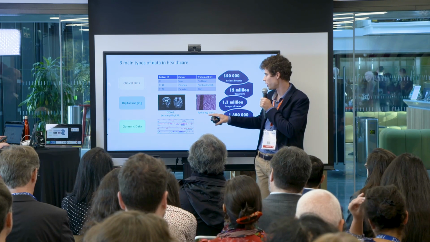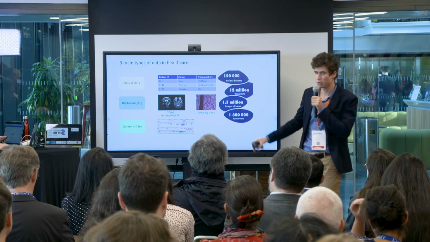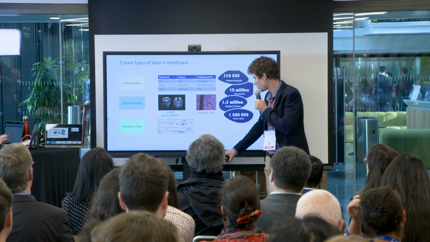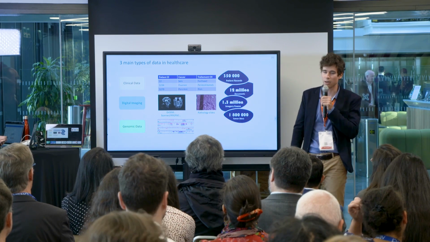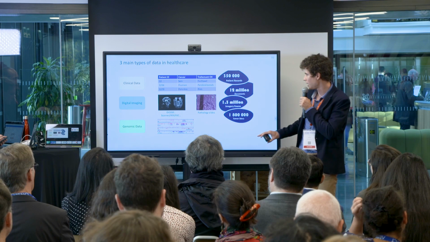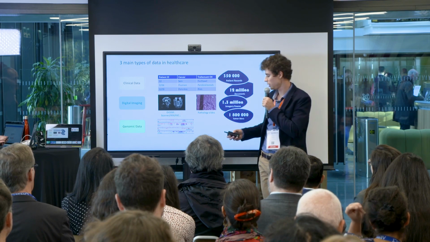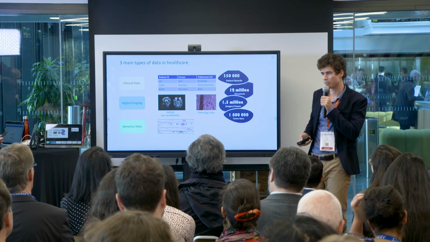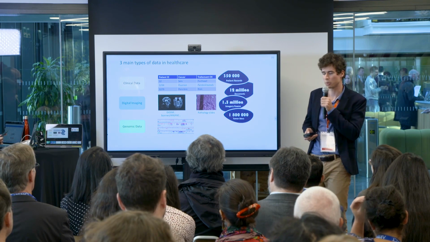There are data that are easier to access. This is digital imaging. At CLB, we had 1.3 million imagery exams, and there is genomic data, and we have more and more of these data, and they are easier to access. But what we're talking about today is more about clinical data, because there are many studies showing that it's 80% of the data that is in unstructured reports.